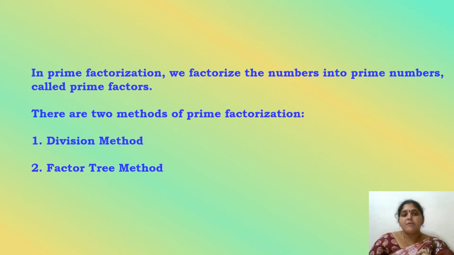Now, in prime factorization, we factorize the numbers into prime numbers called prime factors. We are converting the numbers into prime numbers, or we are going to factorize the number into prime numbers. So for doing this, we have two methods. What are those two methods of prime factorization? It is the division method and the other one is the factor tree method. We'll see some examples of how to do prime factorization of numbers using the division method first.